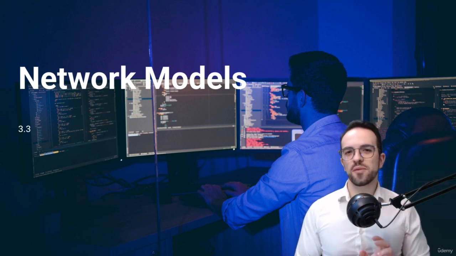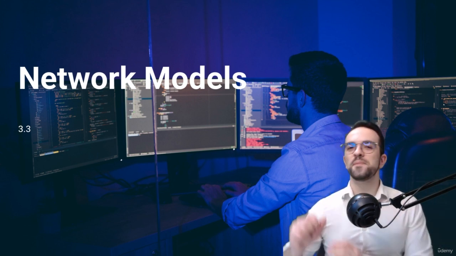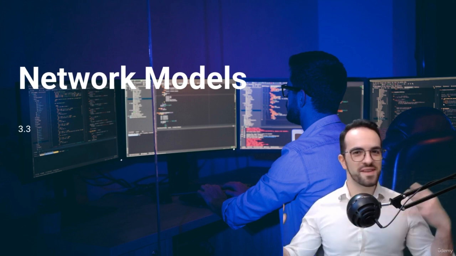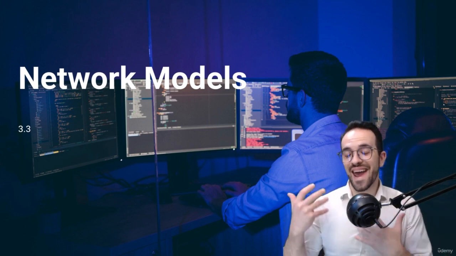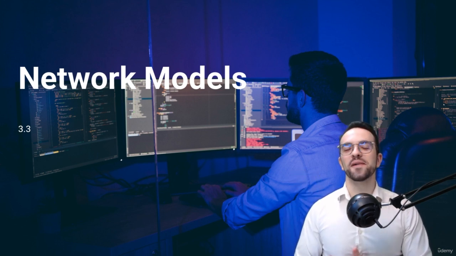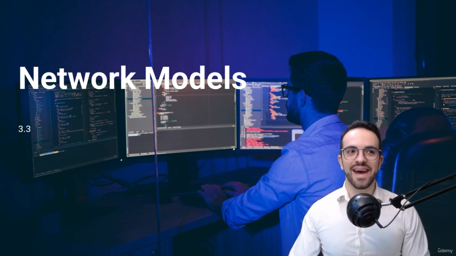Now, the OSI model is not really that much used nowadays. The network model that won the network model battle was the TCP/IP model. But in this video, we will look at the differences. So let's get into it.